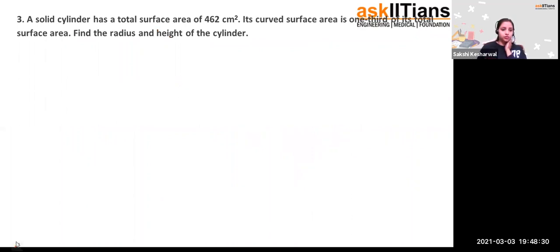Now, let's do question number 3. It says that a solid cylinder has a total surface area of 462 centimeters square. Its curved surface area is 1/3 of its total surface area. Find the radius and the height of the cylinder. So first, what is given, just read out the question. The TSA of the cylinder is 462, right?